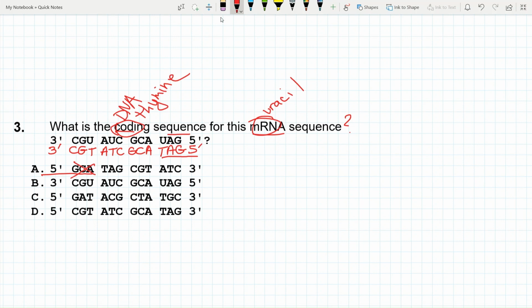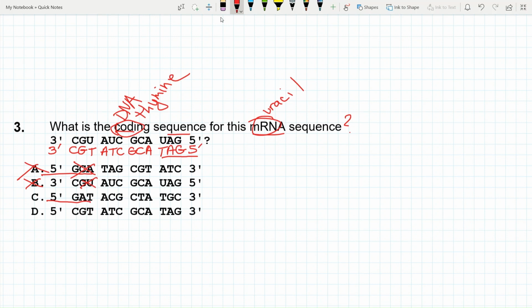In the second option, we have 3 prime C, G, and U. Now remember, we're solving for DNA, so DNA is not going to have uracil. So therefore, we can get rid of B also. In the third option, it has 5 prime, then GAT. That looks really good.